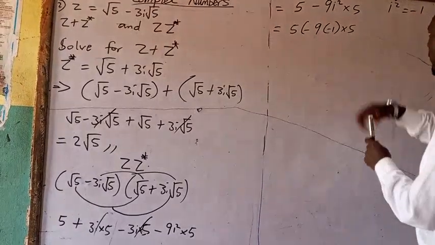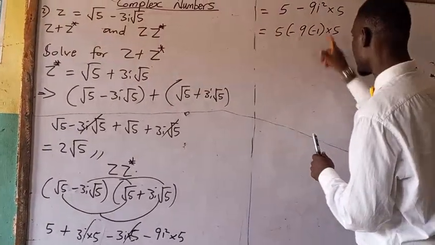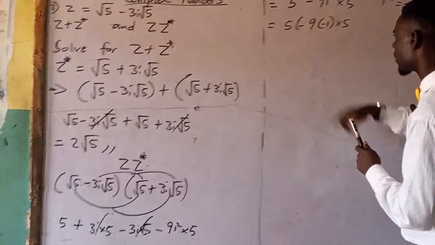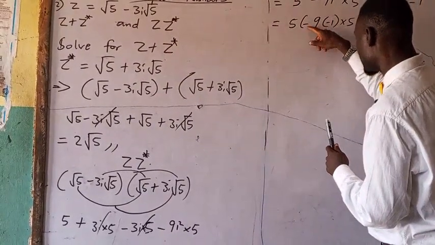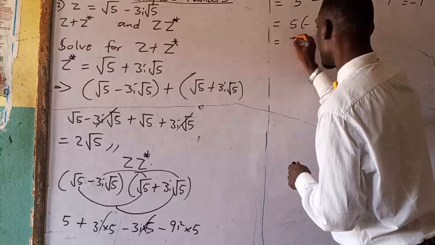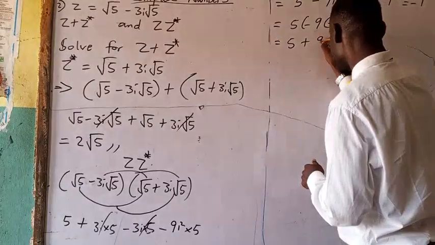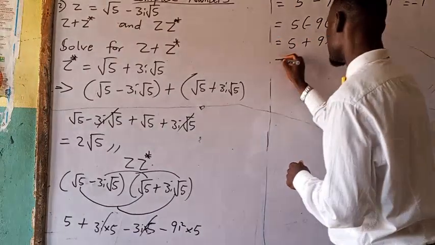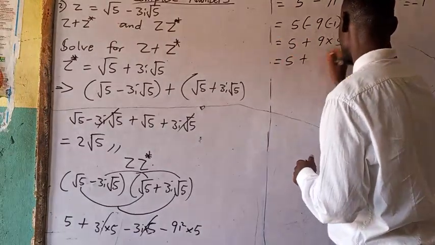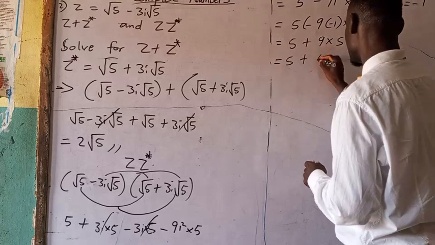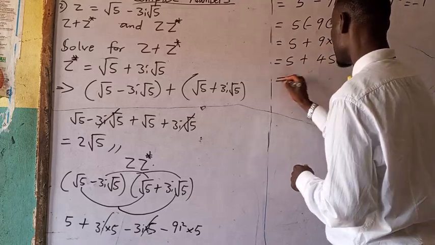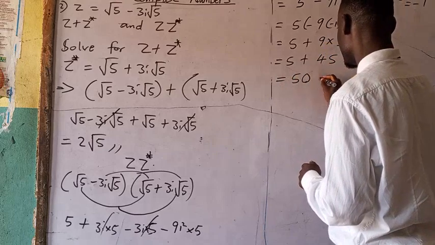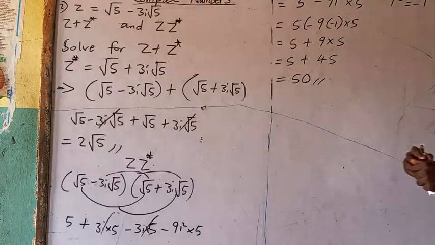All right, so what we got here was this. Now let's get the expression done. If we use this minus times this minus 1, automatically it will give us 5 plus 9 times 5. That equals 5 plus 5 times 9, which gives us 45. And when we add it up, we end up having 50 as our final answer.